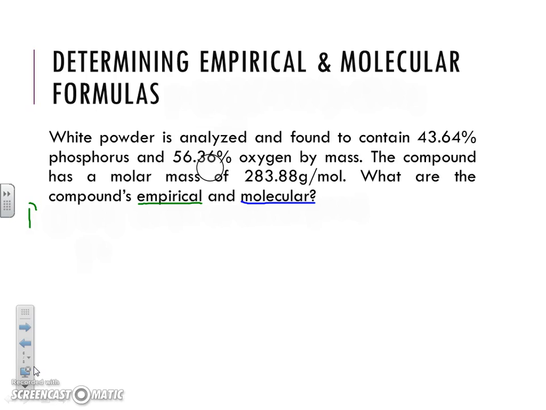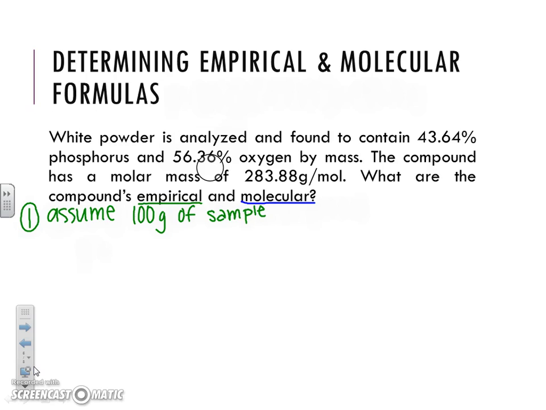The first thing that we have to do is decide what kind of sample we're dealing with. So I like to assume that we have 100 grams of the compound. So 100 grams of sample. This makes our math very simple. Let me show you why.